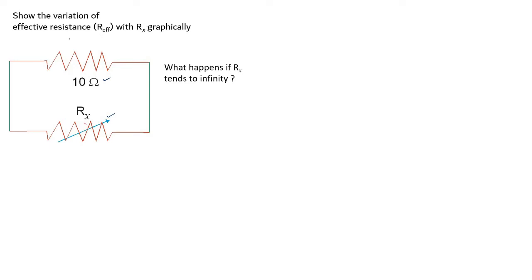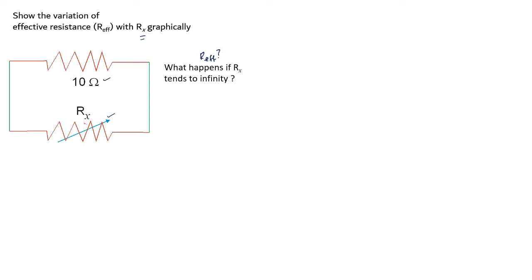So first we have to draw the graph which will show the variation of effective resistance with Rx. Then we have to discuss what happens if Rx tends to infinity. This value of Rx, we keep on increasing, and if it tends to infinity, what happens to R effective. That is understood.